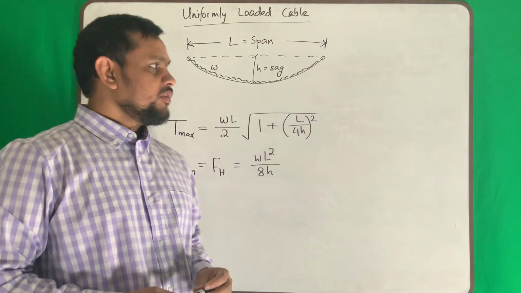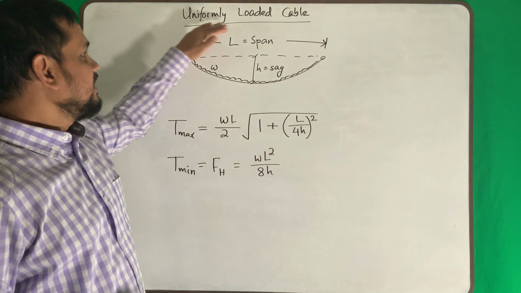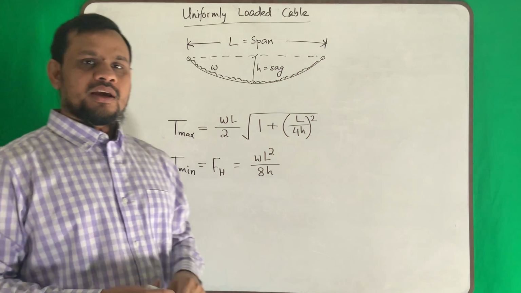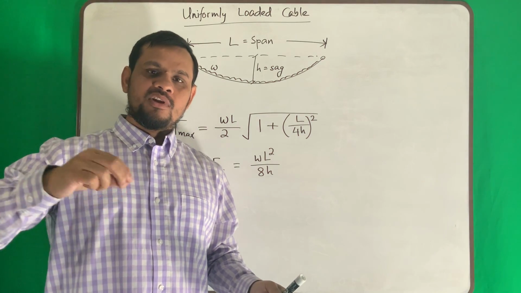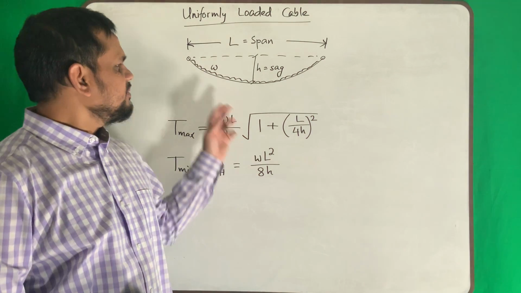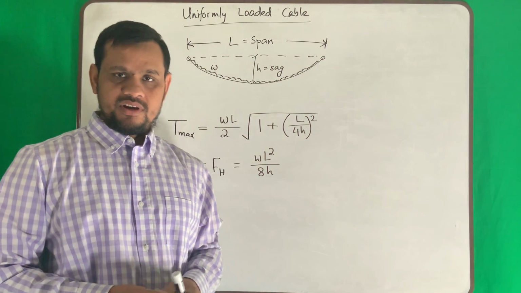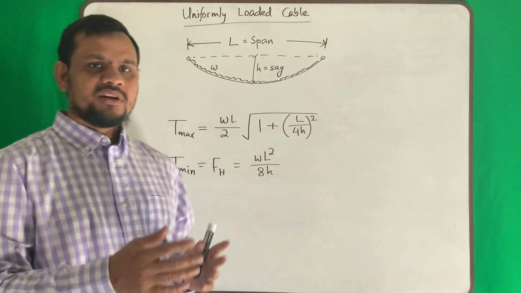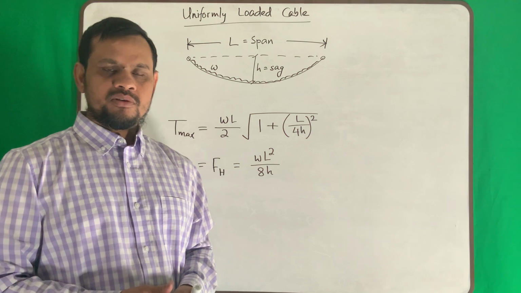This time we will discuss uniformly loaded cable. Uniformly loaded cable means I have a cable, and in this cable I have only uniformly distributed load. Typically, if my load is only the self weight of the cable, there is no other load, then it is called uniformly loaded.